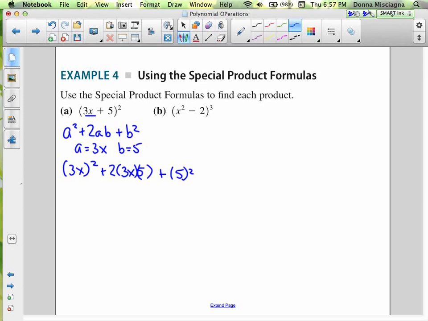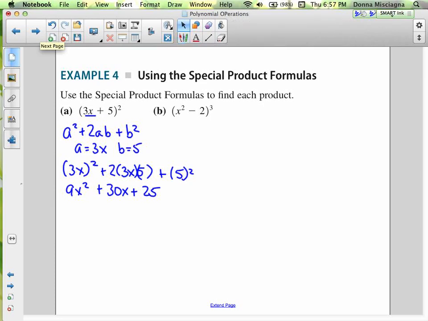So a is the first term in the binomial, and b is the second term in the binomial. 3x squared would be 9x squared. 2 times 3x times 5, that's going to be 30x. And then 5 squared is 25. And there we go. That's all there is to it. Now I'm not going to prove this by expanding it, because I proved it with the formulas on the other page. Now we can just use it. Let's look at the second one.